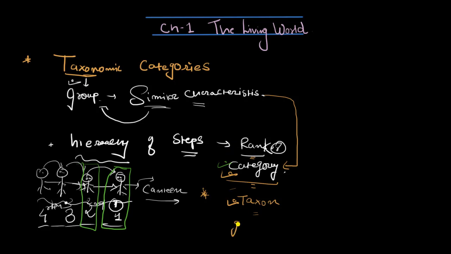This taxon is also called a group. Why is it called a group? Remember, all living things are divided into certain groups on the basis of a similar characteristic, which we call a taxon. So this is what you can call a taxonomic hierarchy. Why is it a taxonomic hierarchy? Because taxons are divided in a particular rank. So this is called the taxonomic hierarchy.